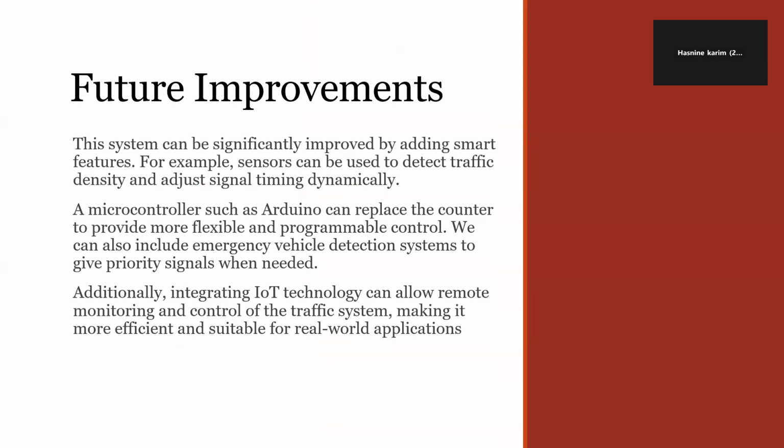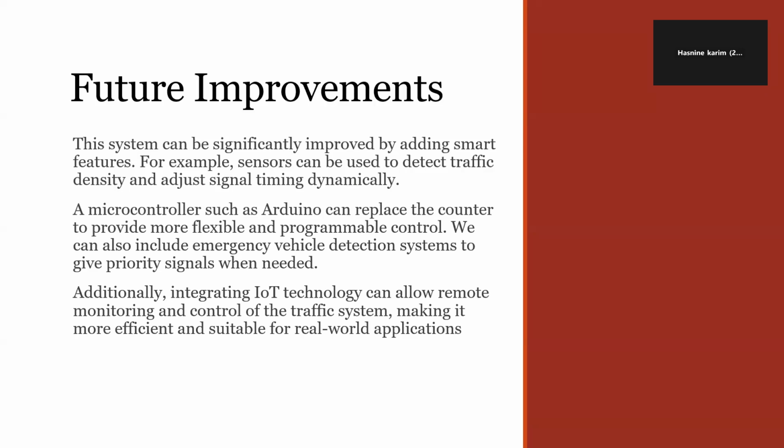This system can be improved by adding smart features. For example, we can use sensors to detect traffic density and adjust the signal timing automatically. This will make the system more efficient. We can also use a microcontroller like Arduino instead of simple counters. This will make the system more flexible and programmable.